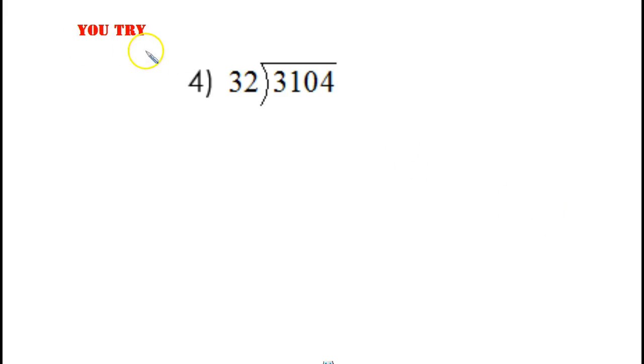So this one is for you to try. On your own, I want you to try this problem, 32 divided into 3104, and see what you can do. And we'll talk about this in class the next time I see you.